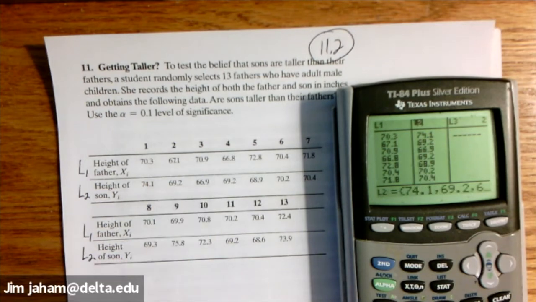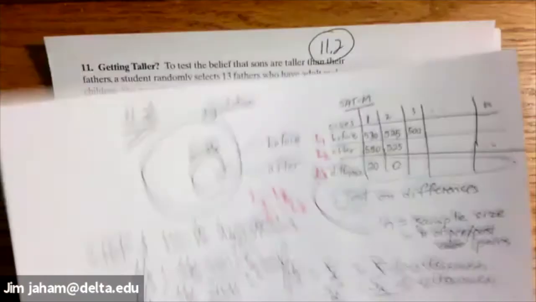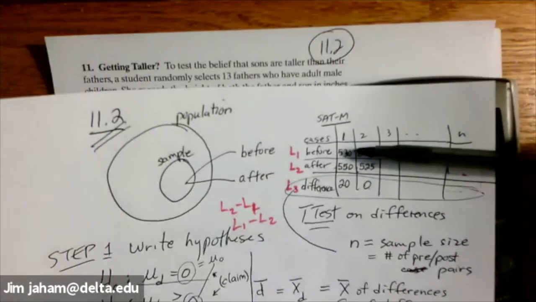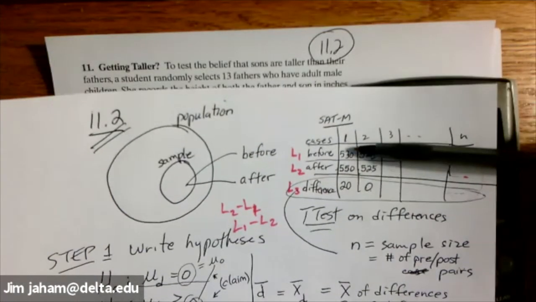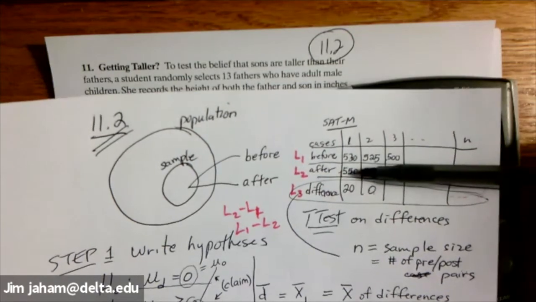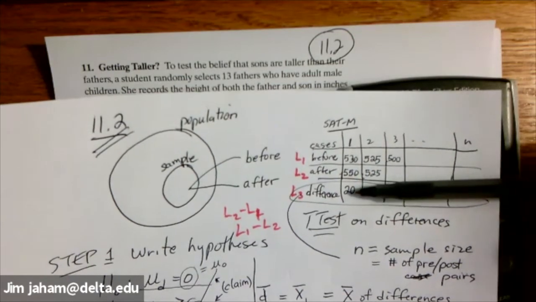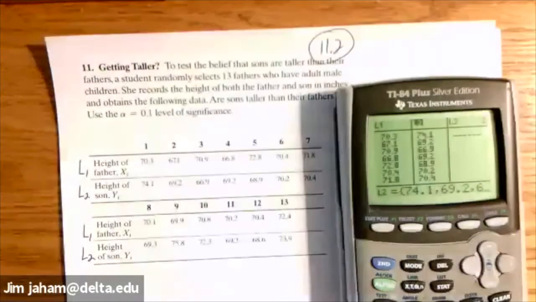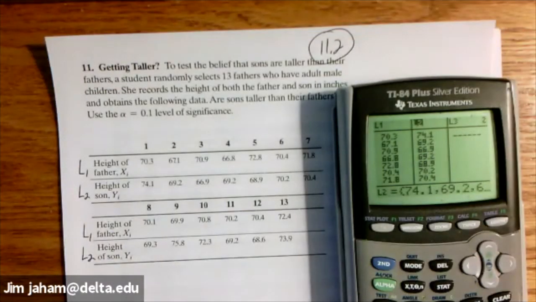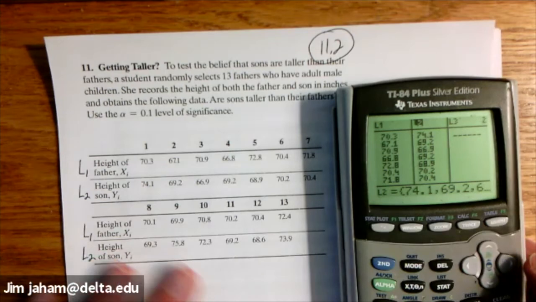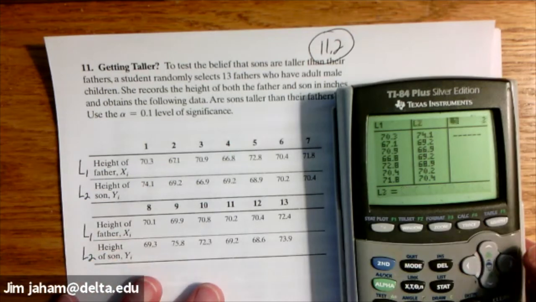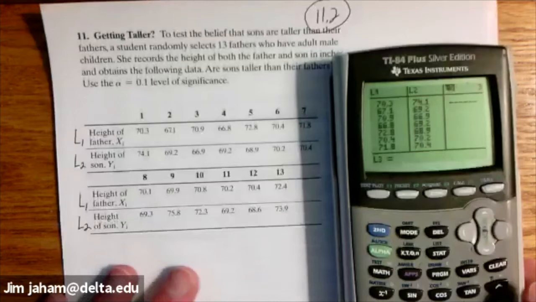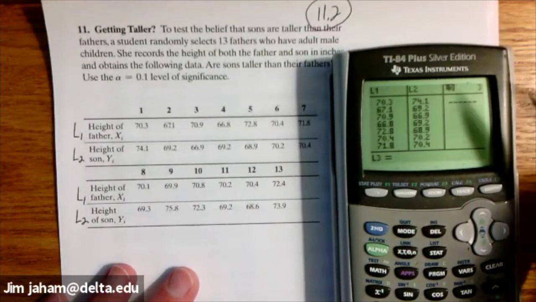Now, the next thing that I need to do is I've got all the father numbers entered into L1 and all the son numbers entered into L2, and now I have to do the difference. So you have to subtract one way or the other. I like to subtract L2 minus L1, but you can do it either way. And depending upon the way you do it, you would have to write your alternative hypothesis in a certain way accordingly.